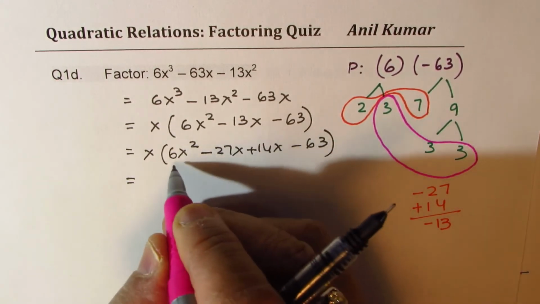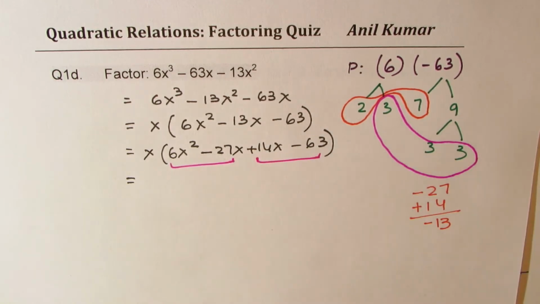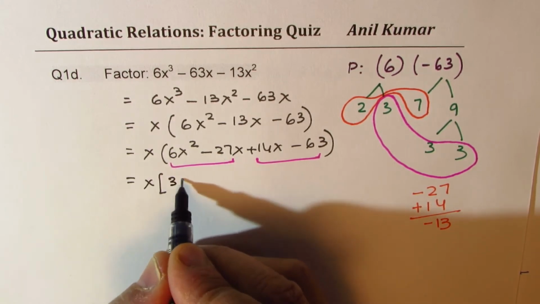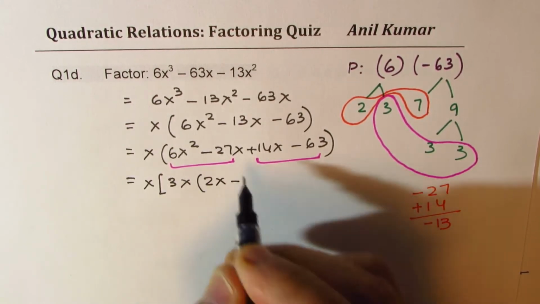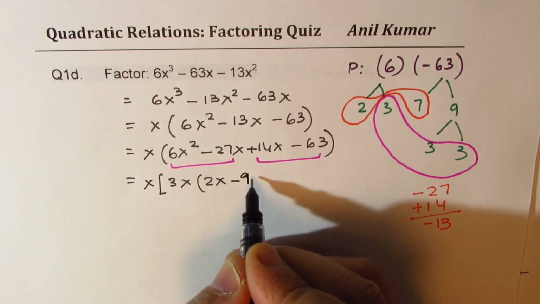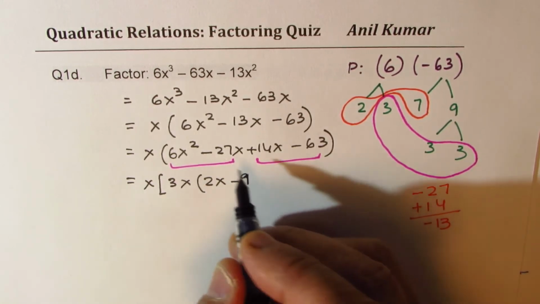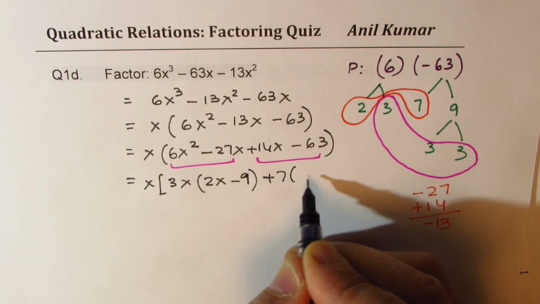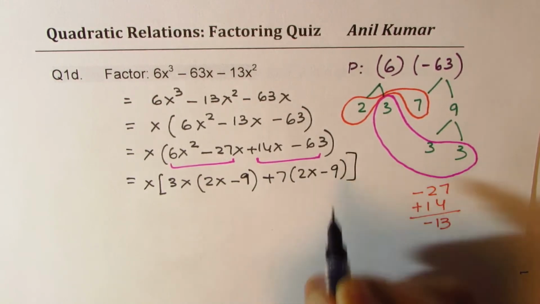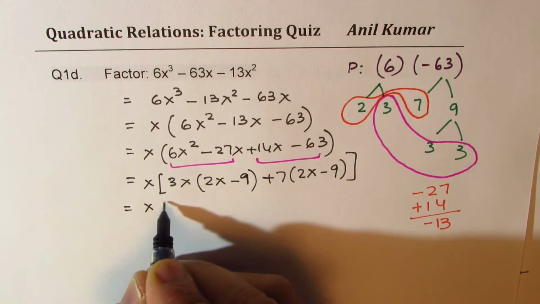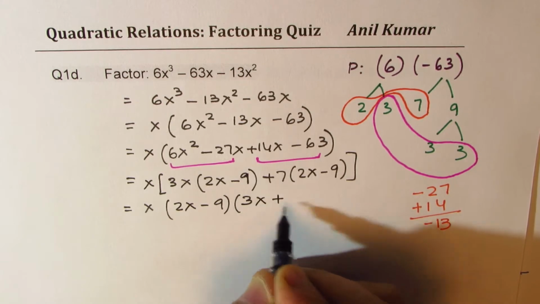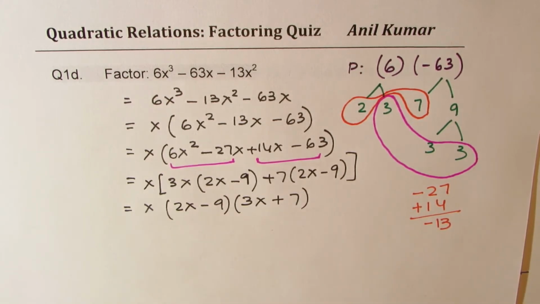So if you combine the two groups, then what do you notice? In 6x squared and 27x, we have 3x common. So we get 2x minus 9. And here we can take 7 as a common factor. So we get plus 7 times 2x minus 9. Now 2x minus 9 is a common factor. So we can write this as 2x minus 9 times 3x plus 7. Is that clear? So that is how you could factor the given trinomial.